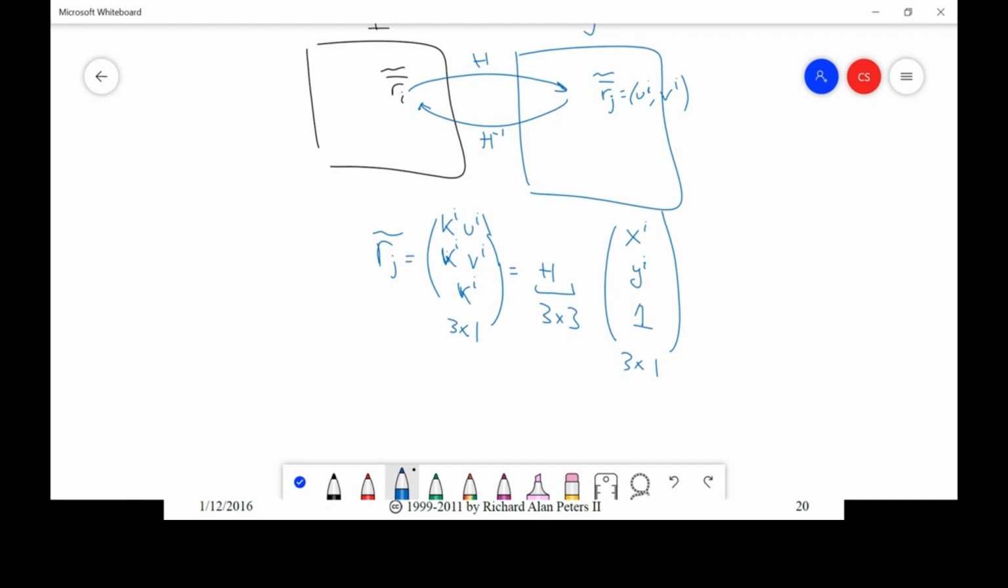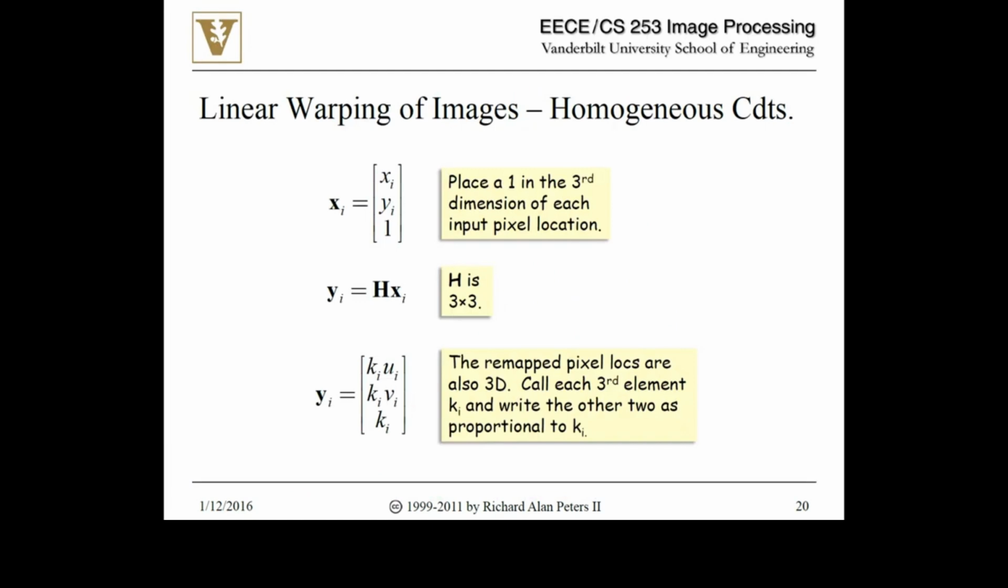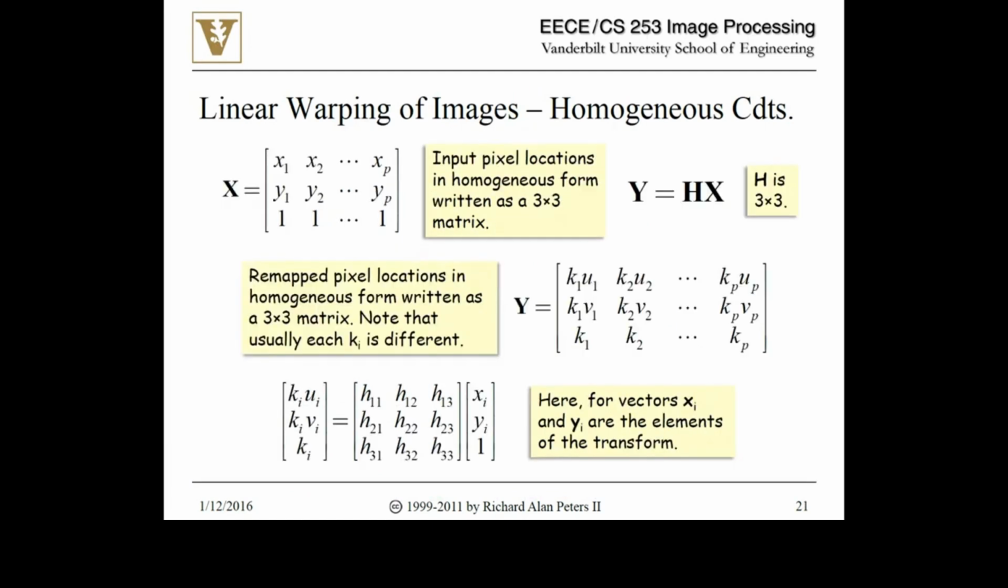But now, solving for H is not as simple as we had before. The problem is that we don't know these KI values. So we have to find some clever way of getting rid of the KIs and then solve for H. Okay, so let's do that. That is what we will do in the next slides.